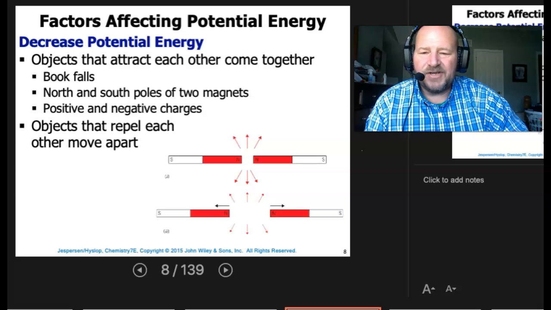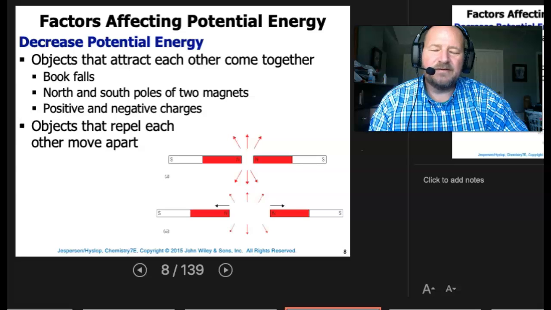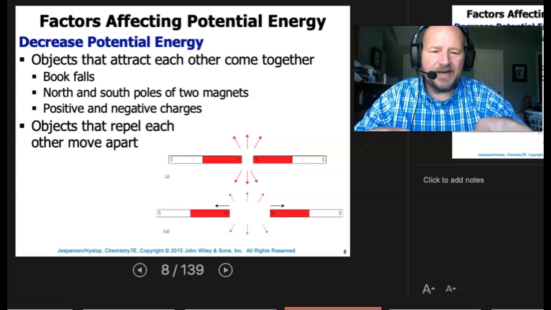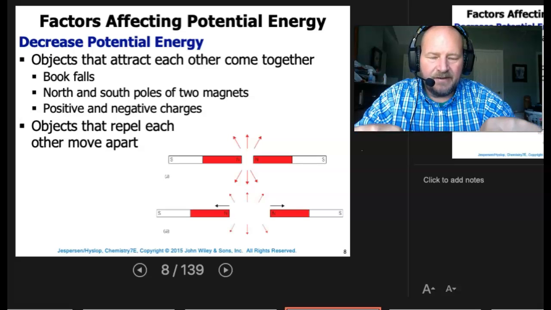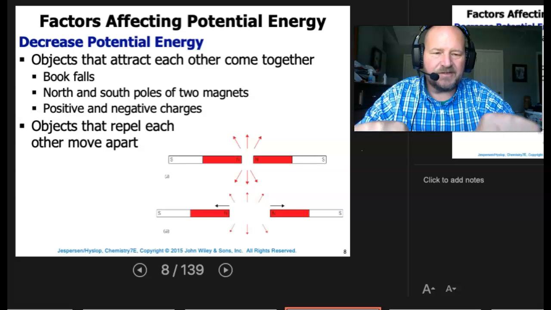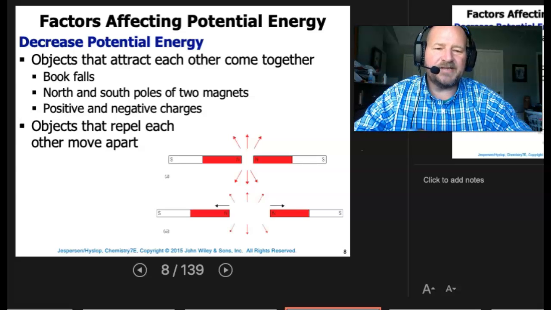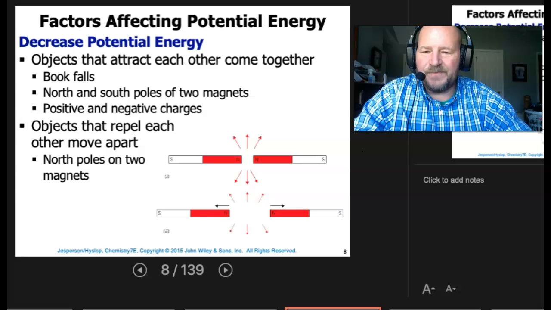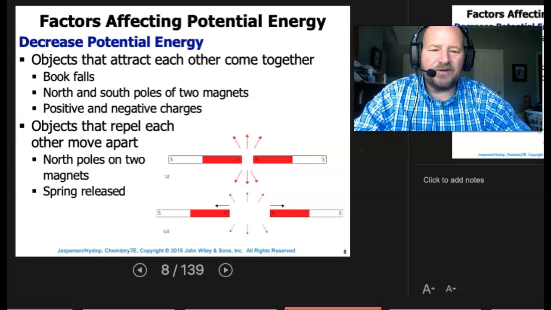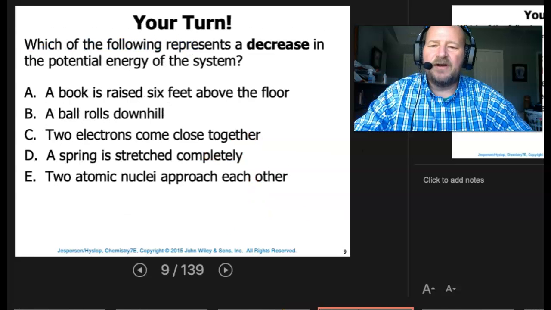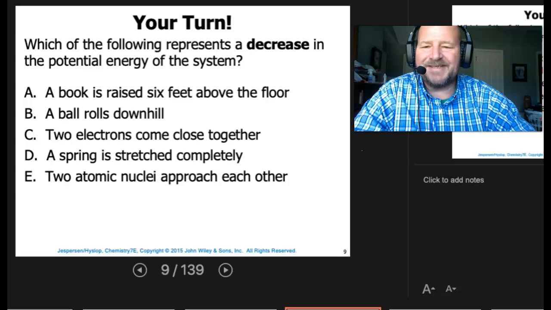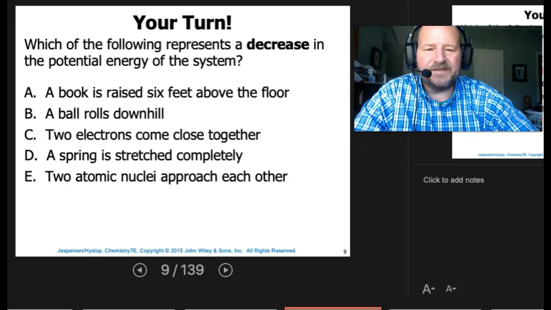Objects that repel each other move apart. So now I'm going to take those same pole magnets, south to south, and instead of trying to push them together, I'm going to start to pull them apart. That's going to decrease the potential energy. A spring being released is going to decrease the potential energy. And again, we can look at two like charges. All right, so which of the following represents a decrease in the potential energy of a system?